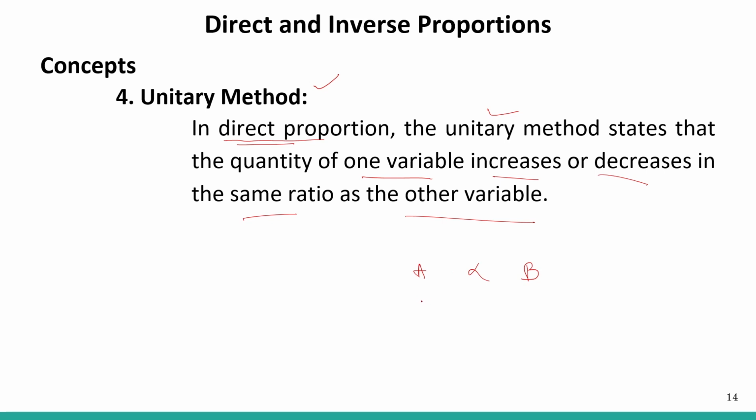So the ratio in which A is changed, so A becomes A dash, let's say. So the ratio is R1, let's say. Then the same ratio applies to B and B dash. So B and B dash follow the same ratio. That is, A by A dash is equal to B by B dash. That is the new change in B, and A dash is the new change in A. Okay. The ratio will be the same.